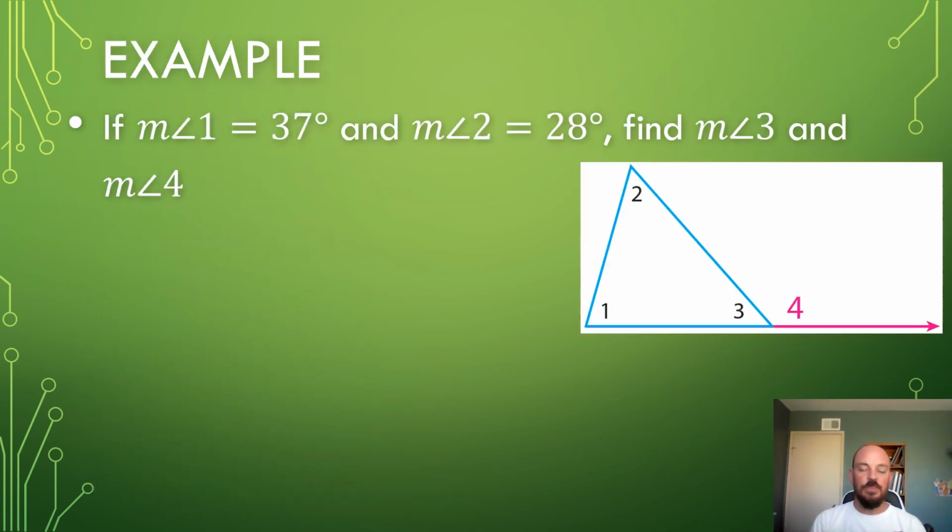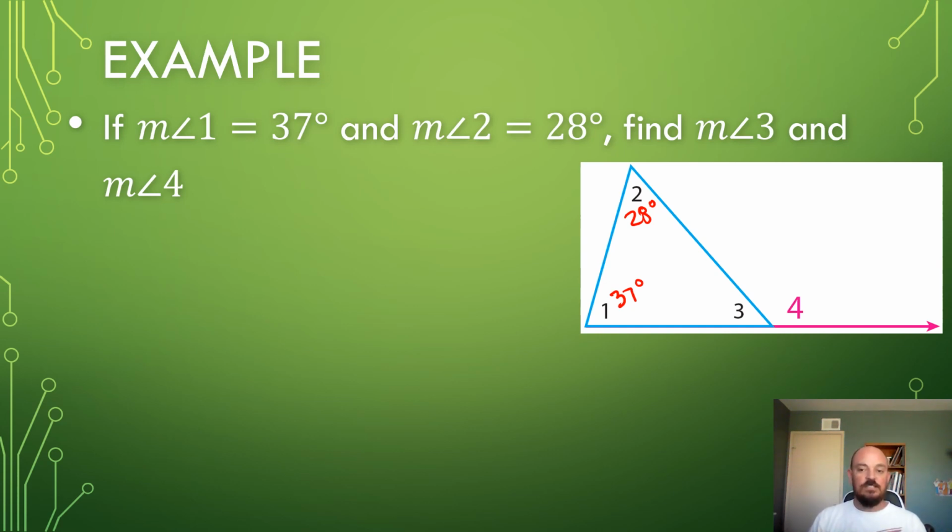So let's turn our two new theorems into an example. I'm going to use the same picture that we've been using with our interior angles of 1, 2, and 3, and then the exterior angle number 4 on the outside. In my example, I'm going to say measure of angle 1 down here is 37 degrees, and measure of angle 2 up here is 28 degrees. And we're going to find both angle 3 and angle 4. Now, if I use each of the two theorems, I actually could find either one. I could say, well, I know that 1, 2, and 3 have to add up to 180. I could find 3 that way.